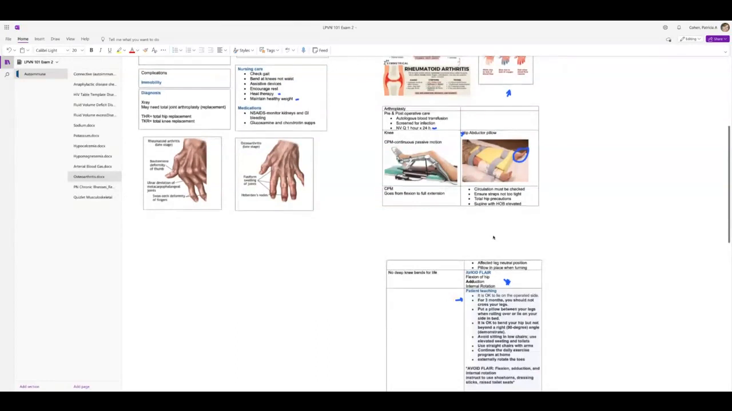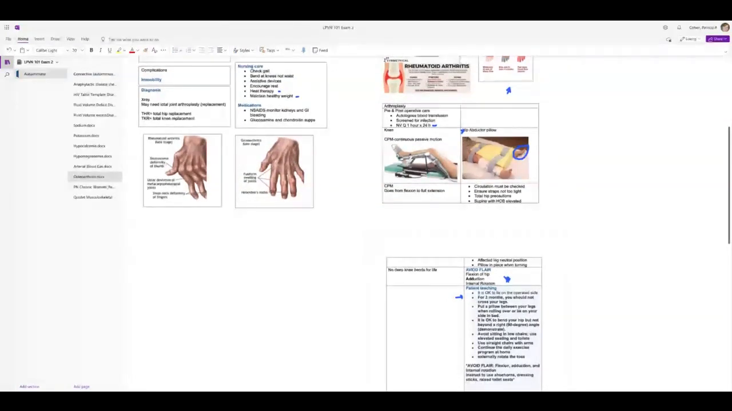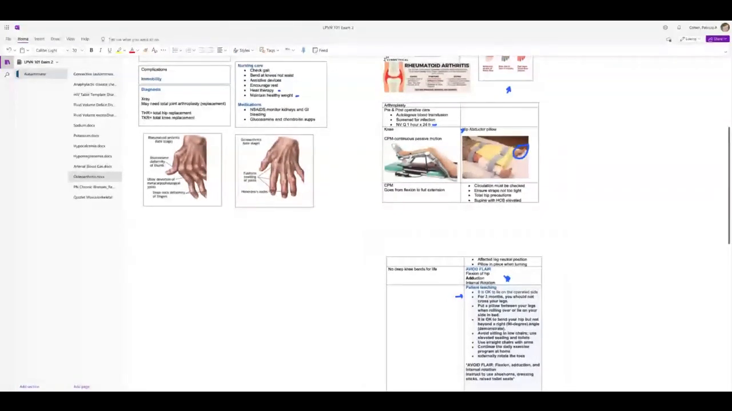This is important, the patient teaching. You can tell them it's okay to lie on the operative side. If they're going to be on their side, they have to have pillows between their legs. They cannot cross their legs for 3 months. And it's okay to bend at their hip, but not beyond a 90-degree angle.